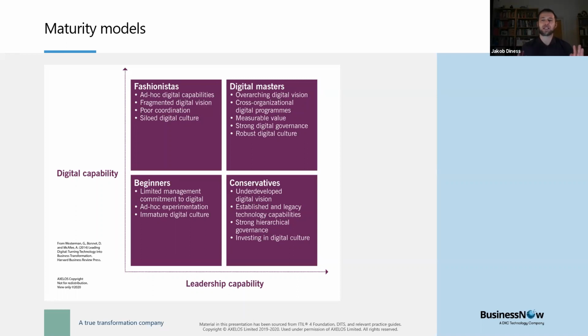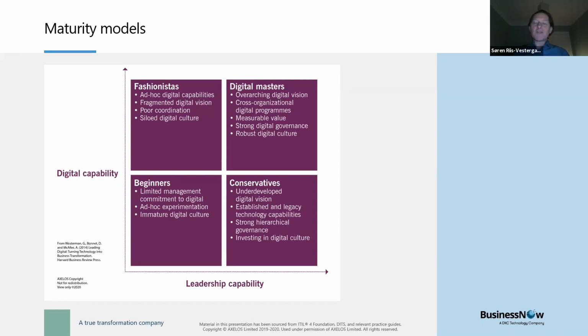And this is a classic 2x2 matrix with the digital capability and the leadership capability. So this kind of maturity model is trying to map what characteristics and capabilities the company would have in order to be successful. It doesn't give you a roadmap on how you go from beginners to digital masters, for example, but it's a kind of a mapping of where you position yourself.